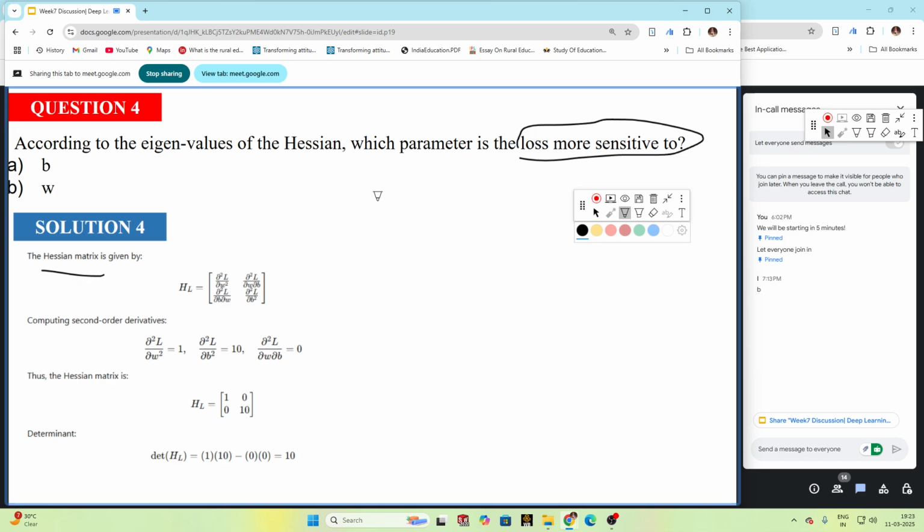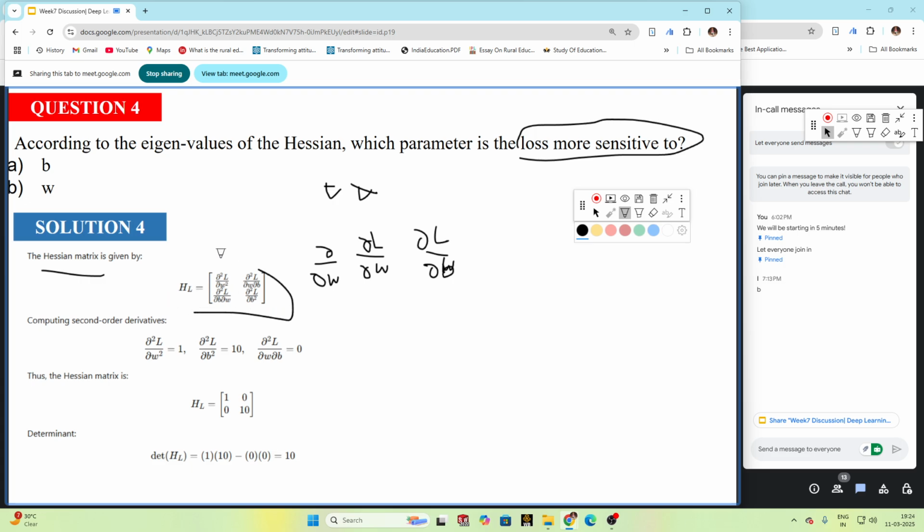So what is the Hessian matrix? The Hessian matrix is what we get if we do the double differentiation, if we apply a double del operator. Earlier we were calculating del L by del W and del L by del B. Now if we again take the gradient, we have del 2L by del W square, del 2L by del B square, and then del 2L by del W del B and del 2L by del B del W.